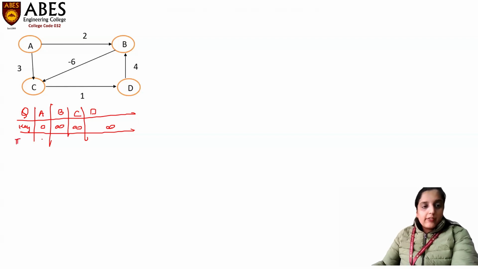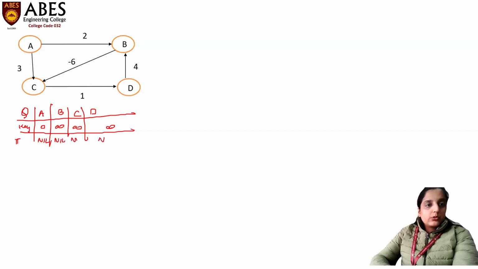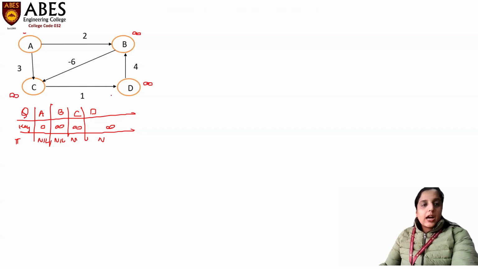Now next is the pi value. Pi value will be nil, nil, nil, and nil. These all updations we will do in this diagram also. So this is 0, this is infinity, infinity, and this is infinity. After that, we're going to extract the minimum vertex, and we got that minimum vertex is A. So we're going to extract A. After that, we're going to visit all the adjacent vertices from A.